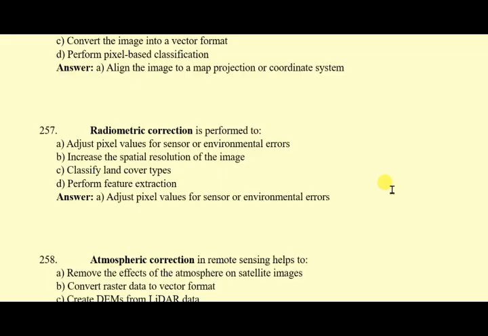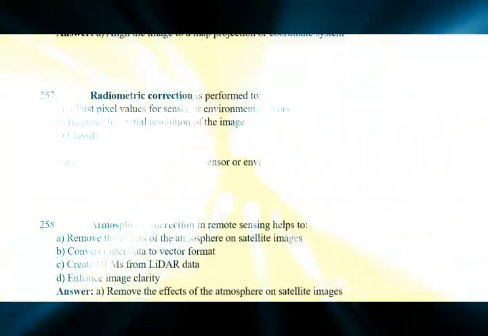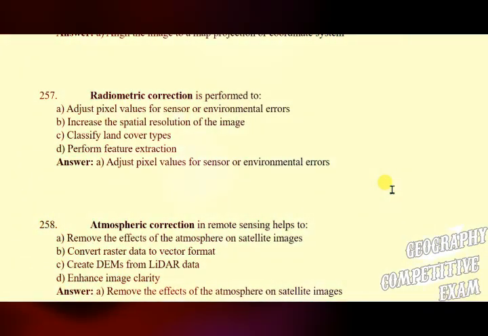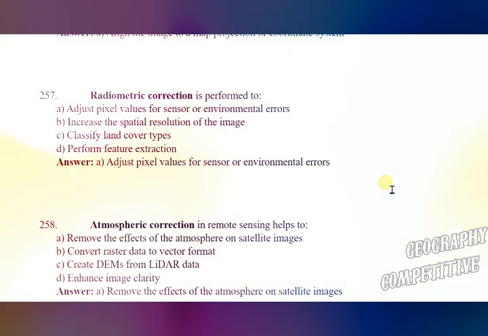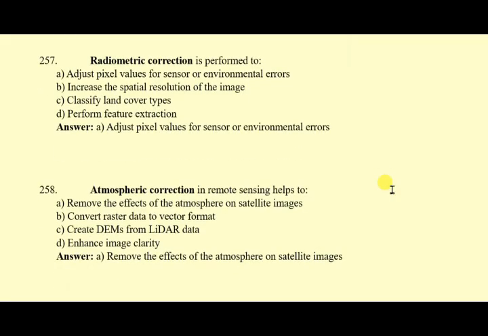Question 257. Radiometric correction is performed to adjust pixel values for sensor or environmental errors, increase the spatial resolution of the image, classify the land cover types, perform feature extraction. Here the correct answer will be adjust pixel values for sensor or environmental errors.